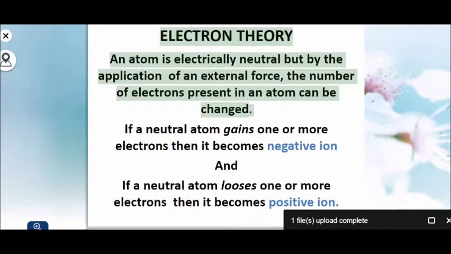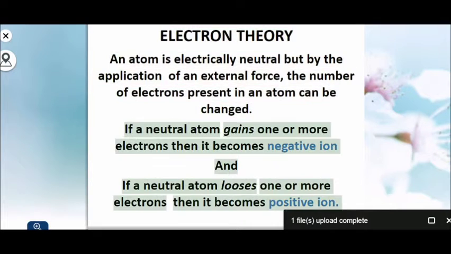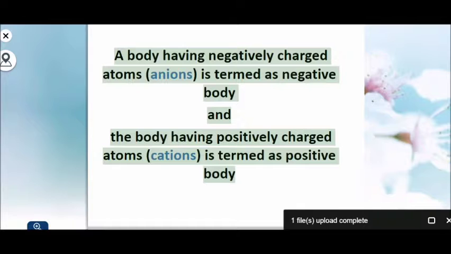Electron theory. An atom is electrically neutral, but by the application of an external force, the number of electrons present in an atom can be changed. If a neutral atom gains 1 or more electrons, then it becomes a negative ion, and if a neutral atom loses 1 or more electrons, then it becomes a positive ion. A body having negatively charged atoms and ions is termed a negative body, and a body having positively charged atoms and ions is termed a positive body.